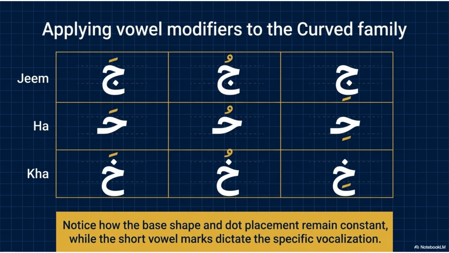So you read ja, ju, ji, ha, hu, hi, kha, khu, khi.